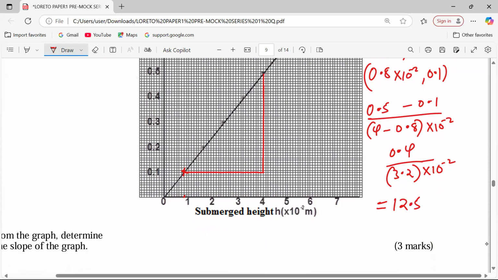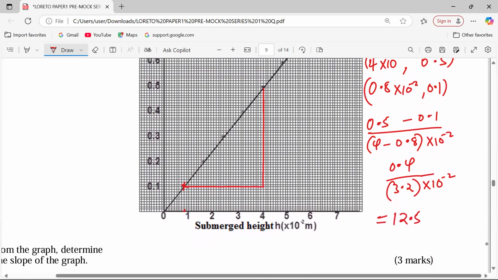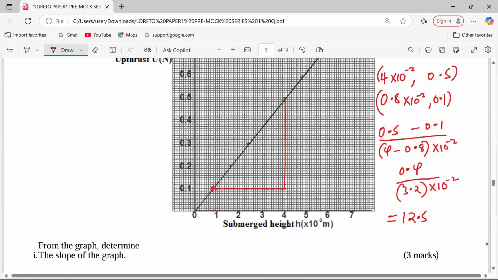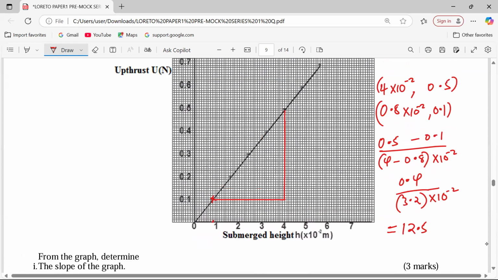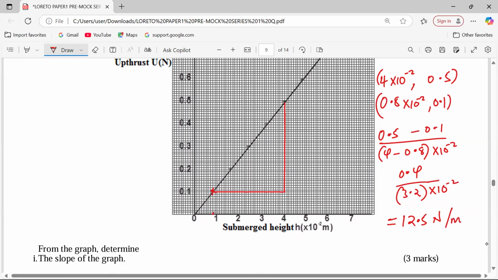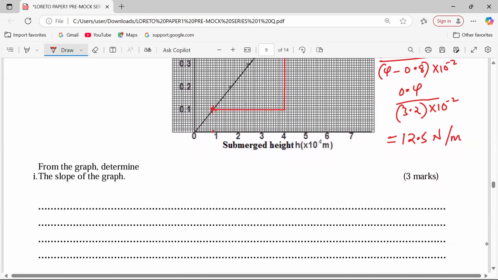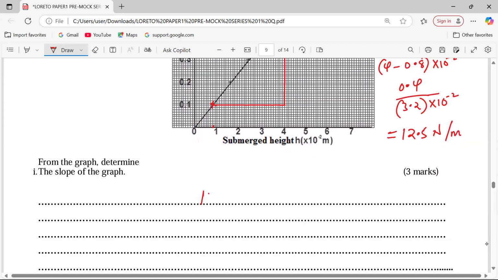This gives us 12.5. Now it's good to find the gradient together with the units. On y we have newtons, then meters. So newton over meters, newton per meter. 12.5 newton per meter.